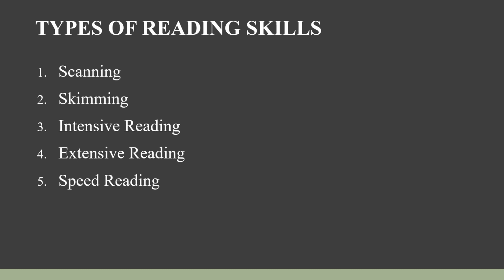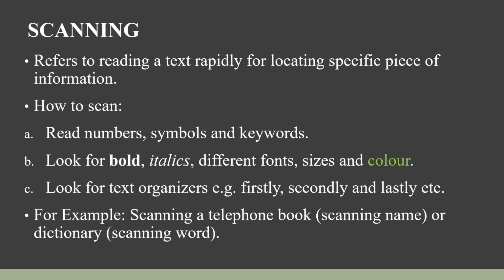The types of reading skills that we are going to study today include scanning, skimming, intensive reading, extensive reading, and speed reading. Scanning refers to reading a text rapidly for locating a specific piece of information. You could specify the clue words to answer certain questions that are asked to you at the end of the text, and you can skip the irrelevant details as well.